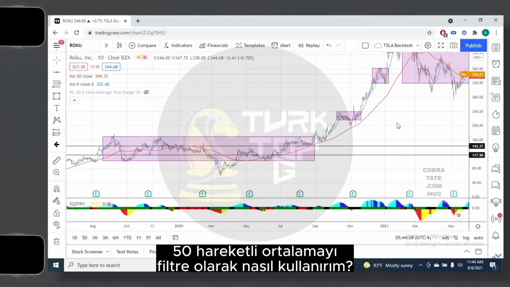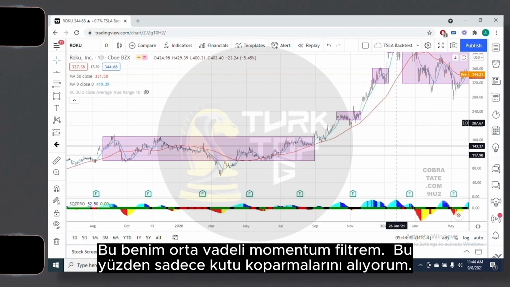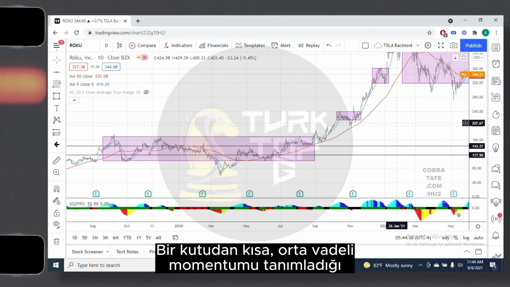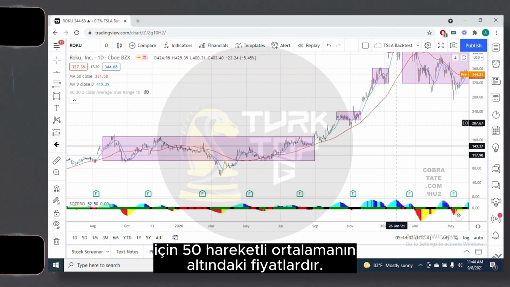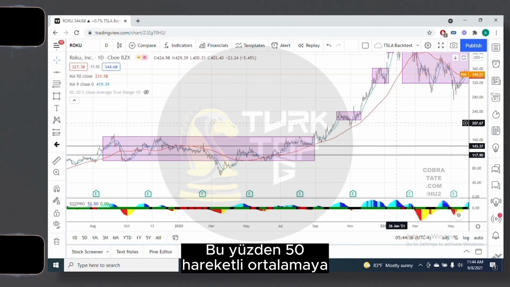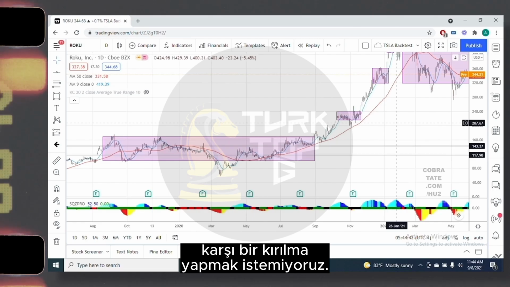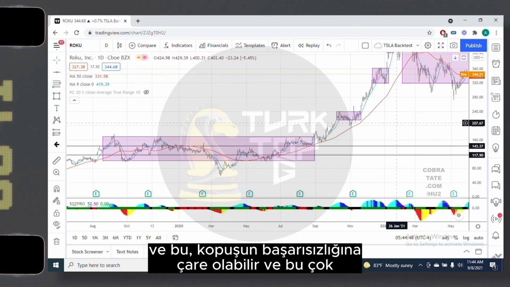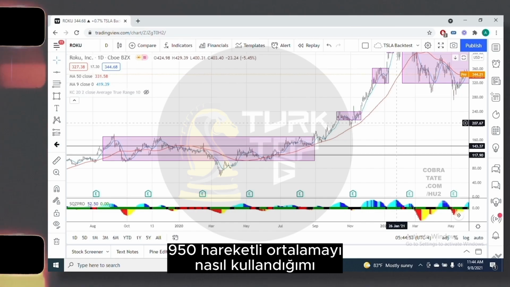How do I use the 50 moving average as a filter? It's my medium-term momentum filter, so I only take box breakouts long if the price is above the 50 moving average. The same way, I only take breakouts short from a box if the price is below the 50 moving average, because it describes the medium-term momentum. So we don't want to take a breakout that's against the 50 moving average, because the price might face some resistance when it touches it, and that will lead to a failure of the breakout, and that's a very high likelihood, so I do not take those trends.